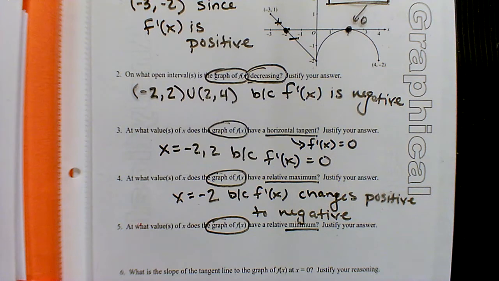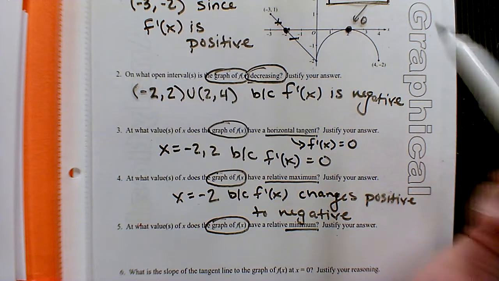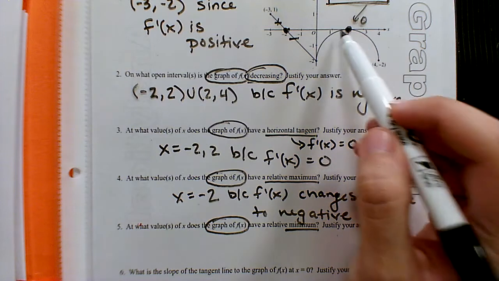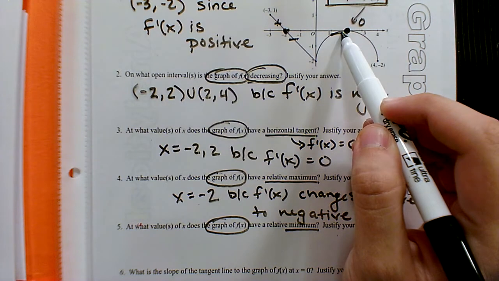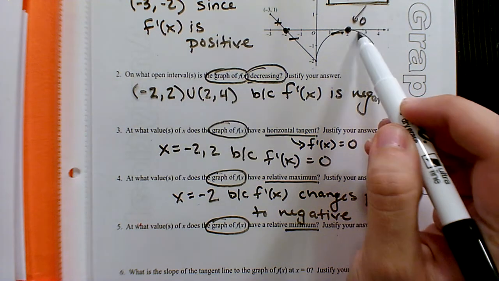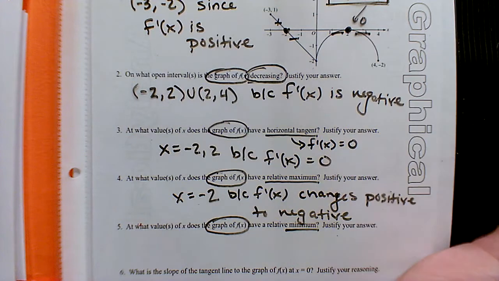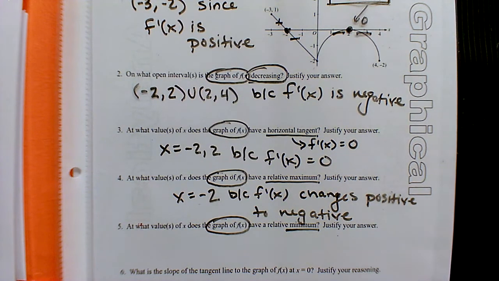What do you think, Braden? 2. Why? Because the derivative changes from negative to positive. Does it? Before it, you're negative. Nope. After it, you're still negative, right? Yeah. All right. Dang it, right?